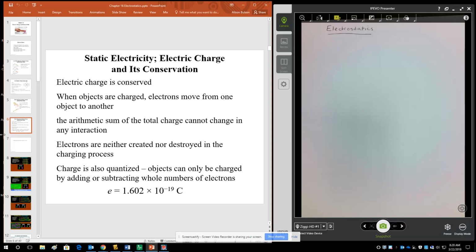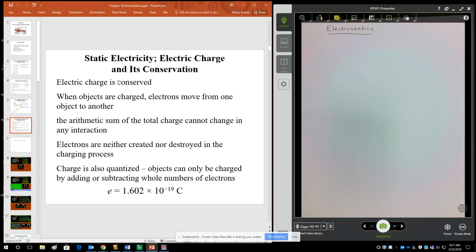Some more rules of charge: electric charge is conserved. So when we charge objects, we are moving electrons, and we're moving only electrons from one object to another. The sum of the total charge of the two objects that are having this charge interaction does not change. Another way to say this is that electrons are neither created nor destroyed in the charging process.